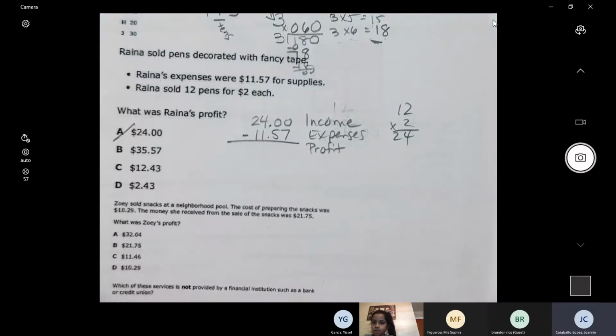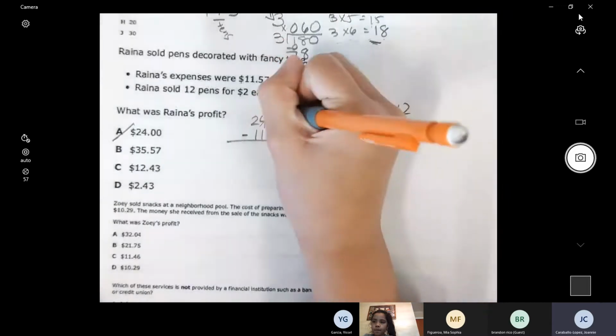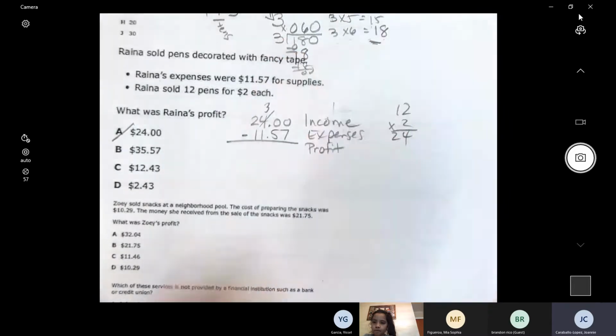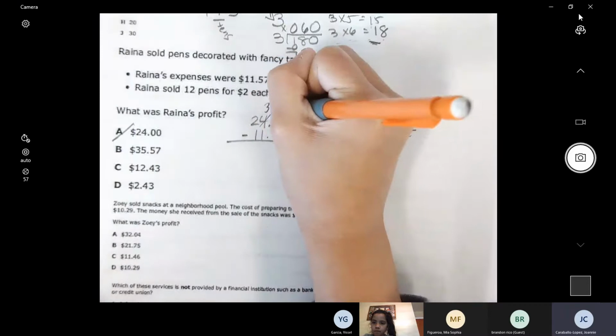Yes. So Emily's going to go ahead and work out the problem and explain how she did it up here. Go ahead. Okay, go ahead. Can you explain it to them?